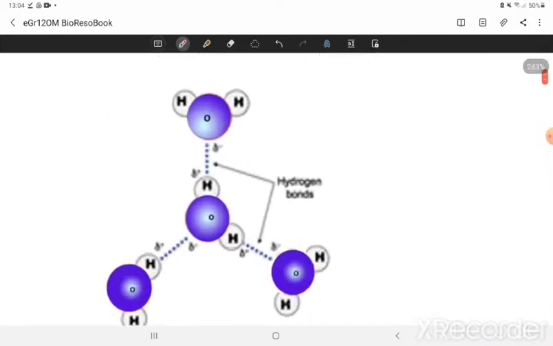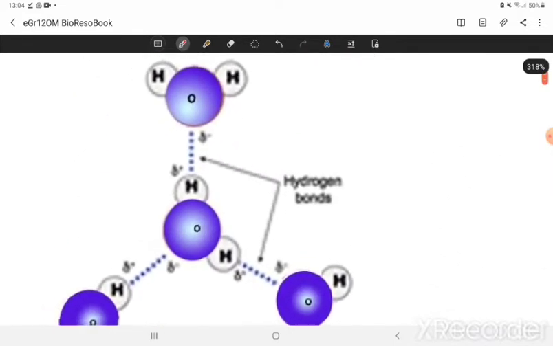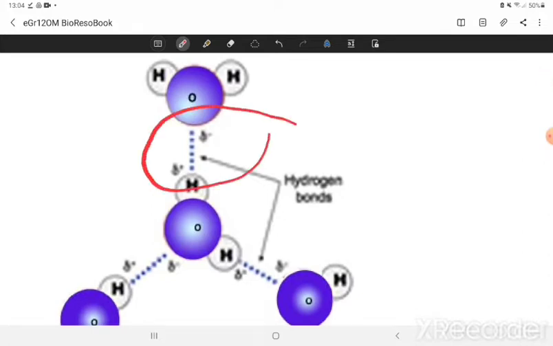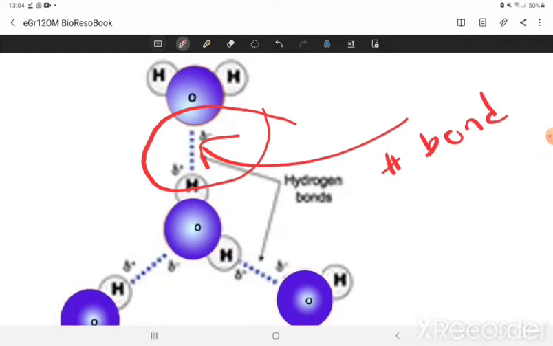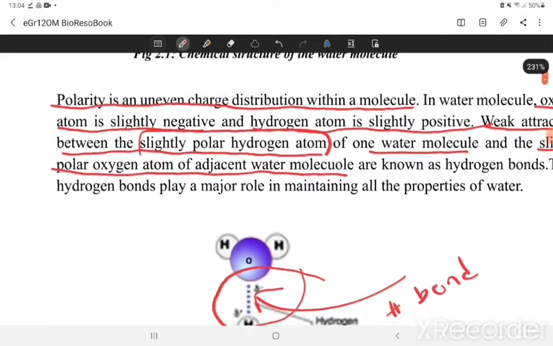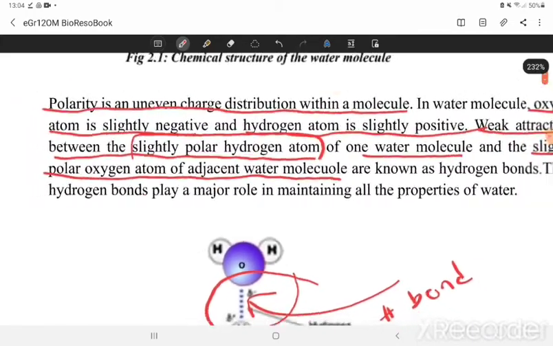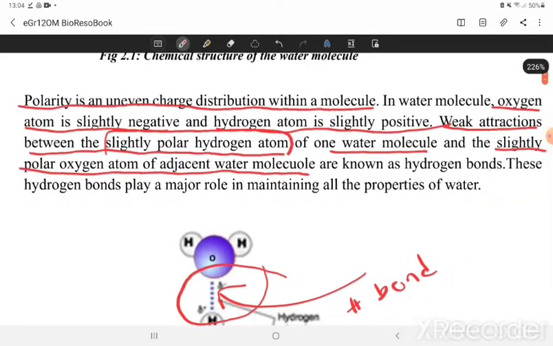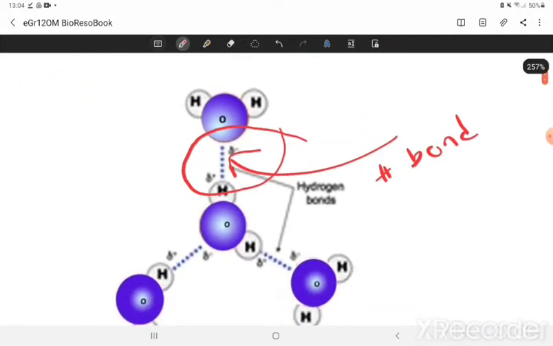That is this. So you can see this is a hydrogen bond, right? What I've circled is actually a hydrogen bond. So why do I say this is a hydrogen bond? Because we can see, as per the definition, right? What has the definition said? A weak attraction between the slightly polar hydrogen atom. So where is our slightly polar hydrogen atom? Here we have the slightly polar hydrogen atom here. I have ticked that there.